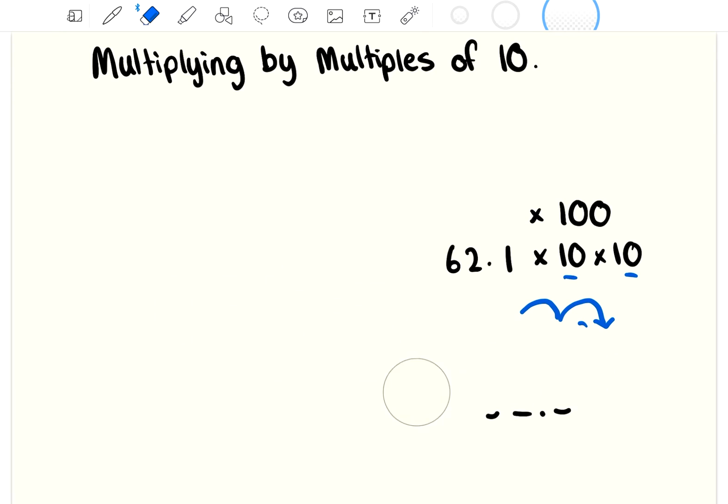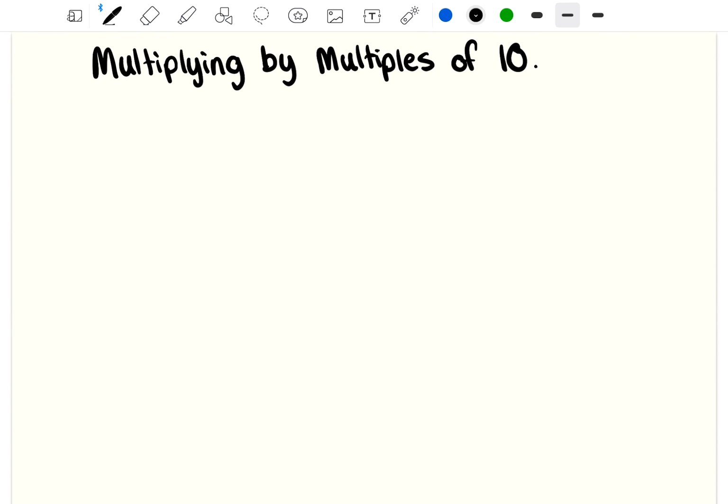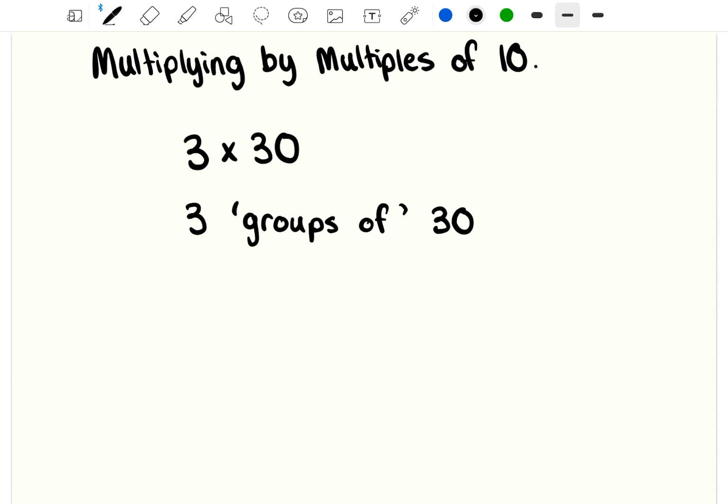And we'll have a look at a different example now. So let's have a look at something like 3 times 30. Now, I know that times means groups of. So I can actually restate this question as 3 groups of 30, right? And you might be able to work that out right away. 3 groups of 30 is not too difficult to visualize, is it?